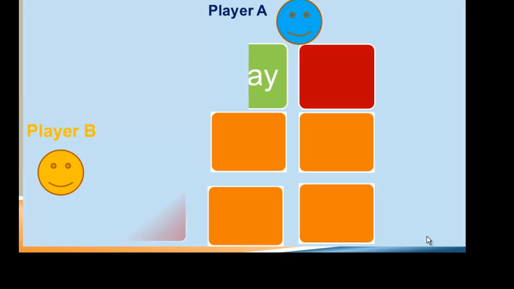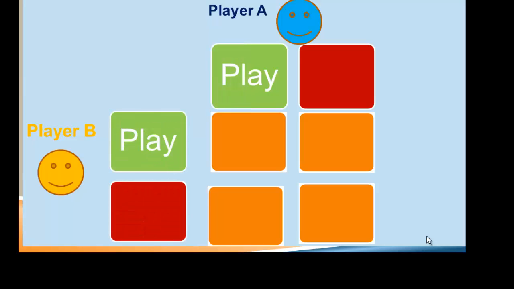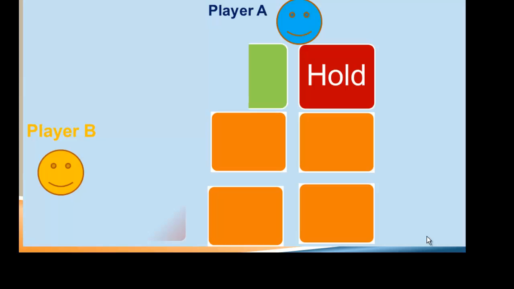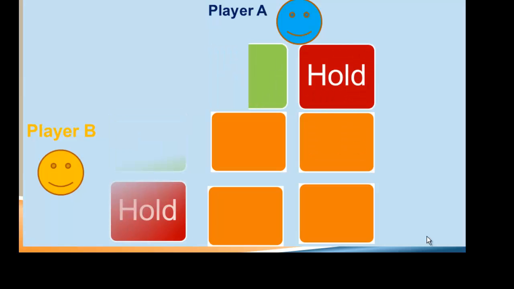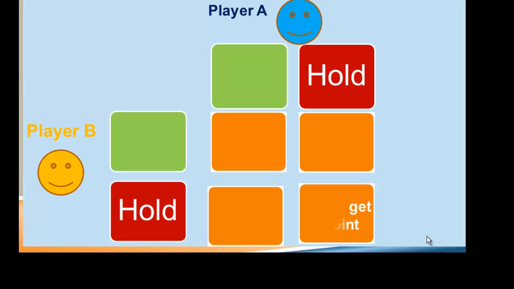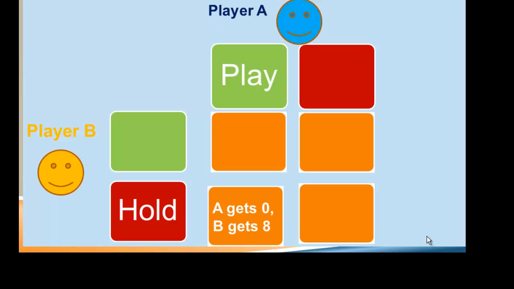So this is a very simple scenario. So let's play a hand here to see how this works. The first hand, A plays and B plays. This means they both get 5 points for that hand. Let's play another hand. This time, player B plays and player A holds. That means A gets 8 points and B gets 0. Let's try another hand. This time, they both hold. This means both get 1 point. Let's give it one more hand. This time, player A plays and player B holds. And this means A gets 0 points and B gets 8.